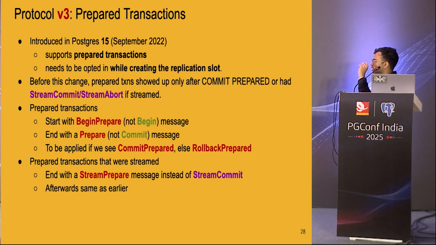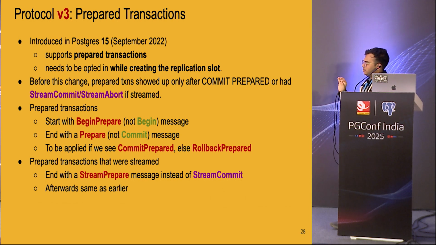So we start with a begin prepare, we read changes, insert, updates, delete, whatever. Then you see a prepare message, and then we wait for a commit prepared or rollback prepared. That is what decides the fate of a transaction, similar to how stream transactions work. If a prepared transaction was streamed earlier, it's slightly different. Now instead of getting a stream commit message, we get a stream prepare message. So the stream commit equivalent is stream prepare. And then after the stream prepare, we either get a commit prepared or rollback prepared.